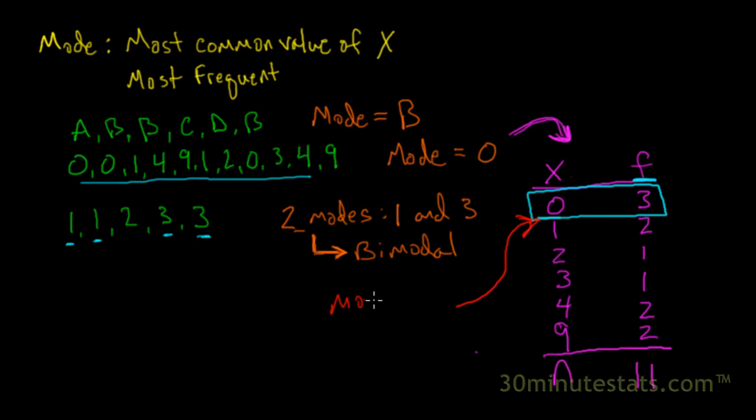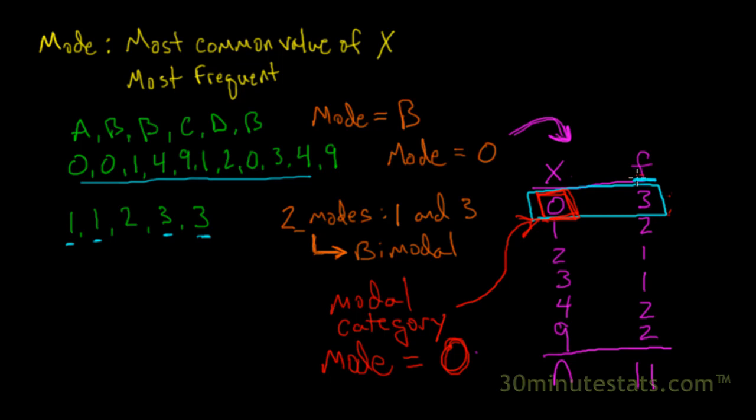And so we could call this the modal category of x, and we would be able to say that the mode is this value of x. That's an important point to note. The mode is 0. The mode will be the value of x. It is not the frequency.